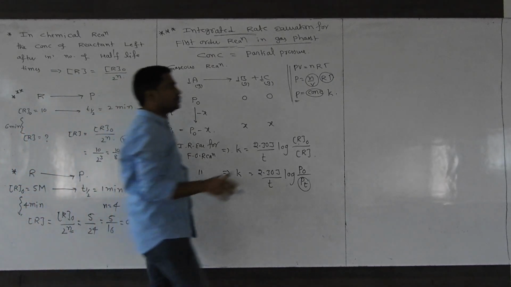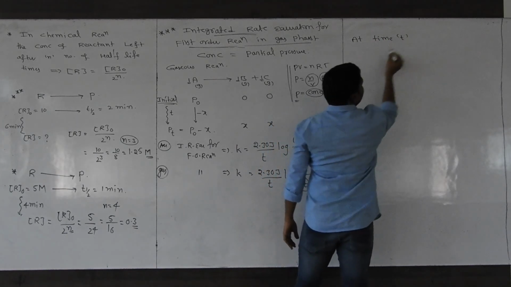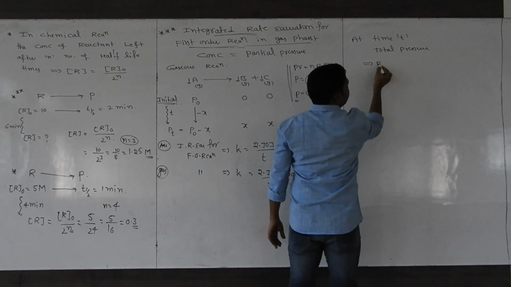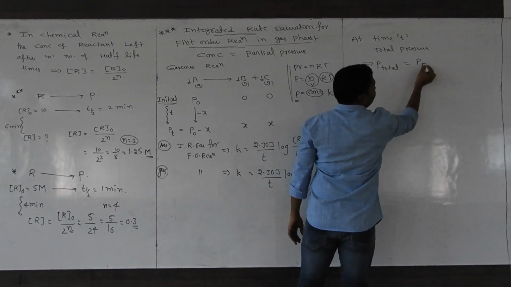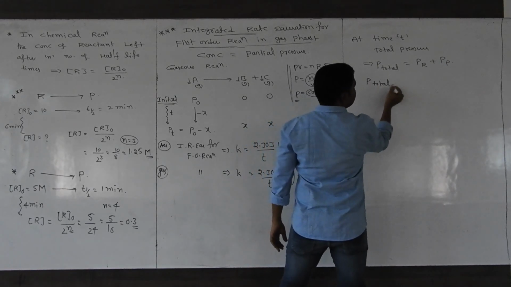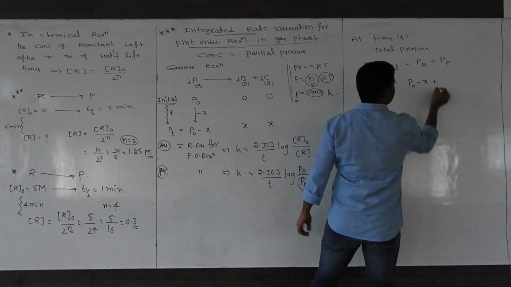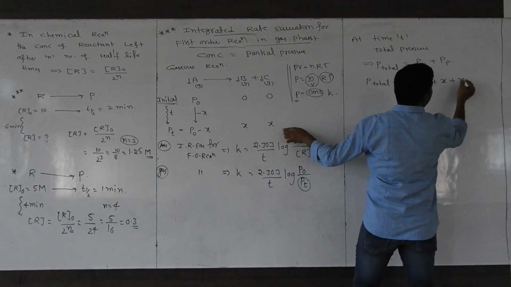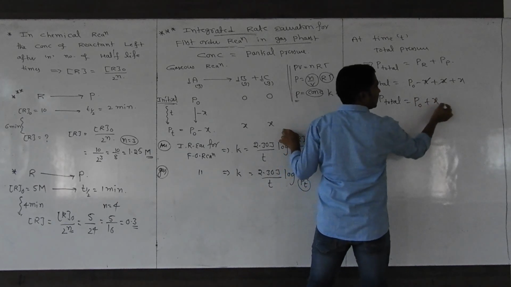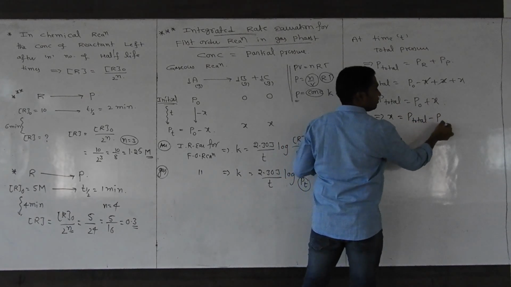See carefully. At time T, the total pressure is denoted by P total. What is the meaning of that? Pressure of reactants plus pressure of products. P total is equal to the pressure of reactants, P naught minus X, plus the pressure of the products, X plus X. The X and X cancel. What comes? P total is equal to P naught plus X. But I want X, so X is equal to P total minus P naught.